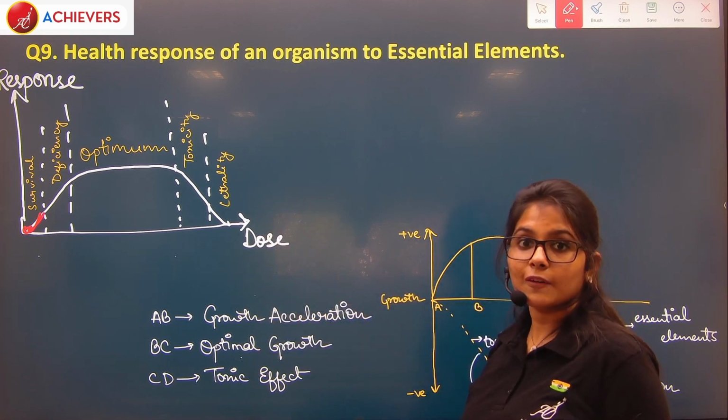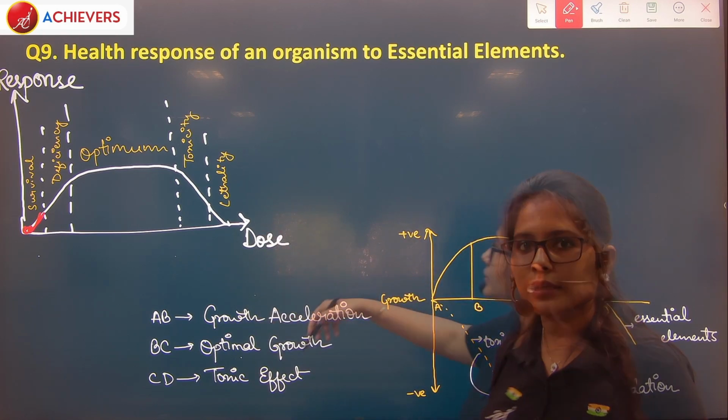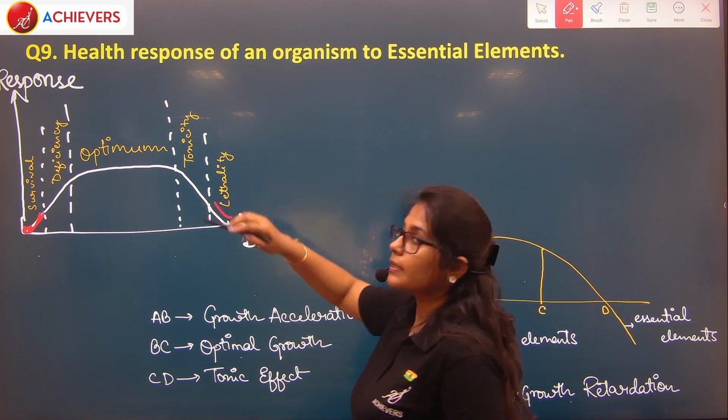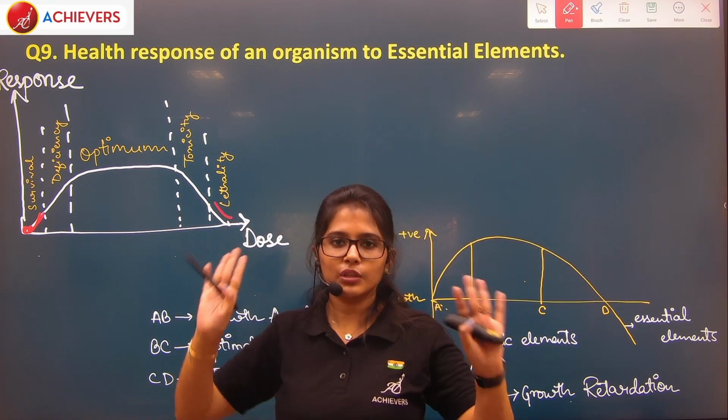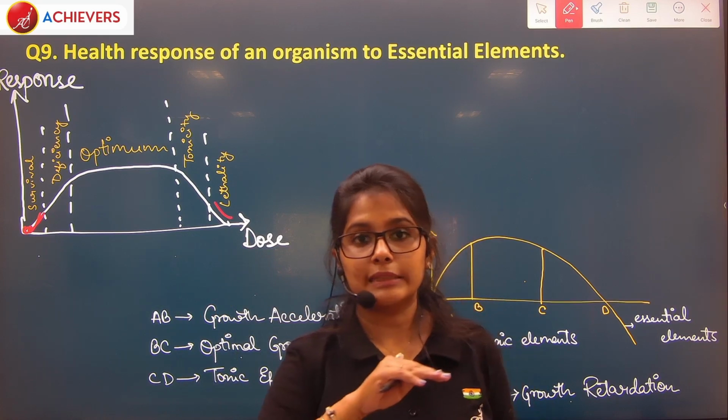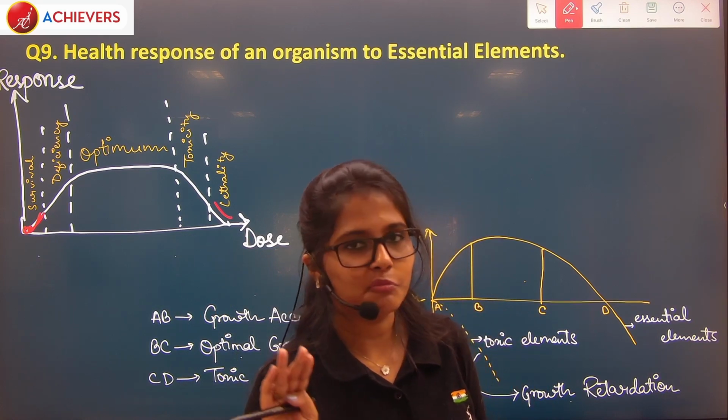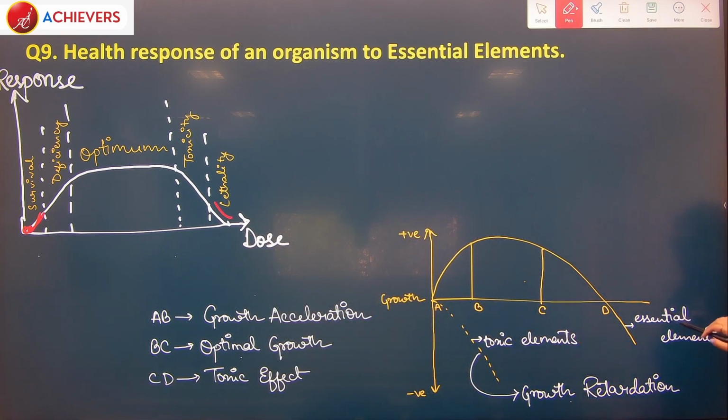Response is decreasing because it becomes toxic; so much is not even needed. If you increase the dose even more, it becomes lethal, meaning deadly. You don't want to have more than that. Let us look at another kind of graph.